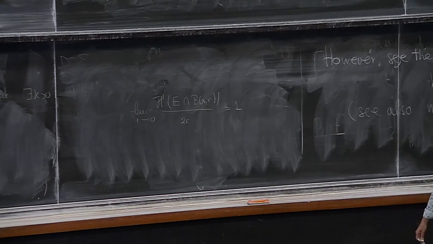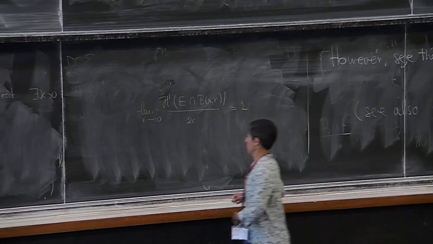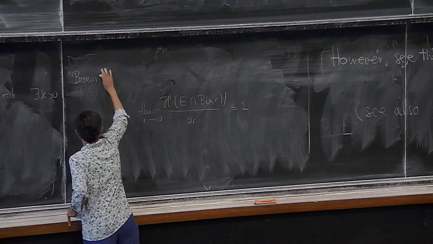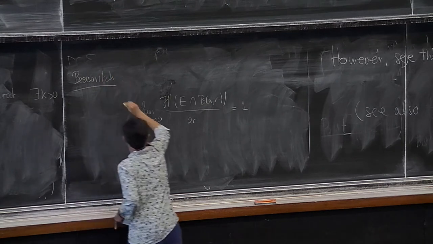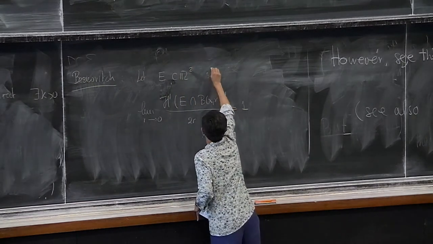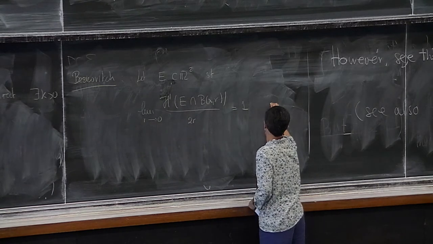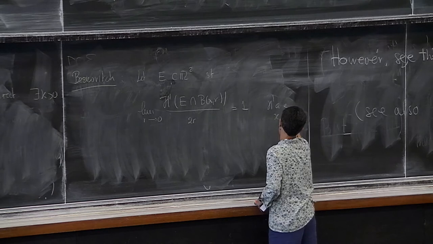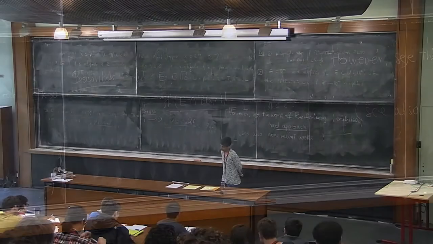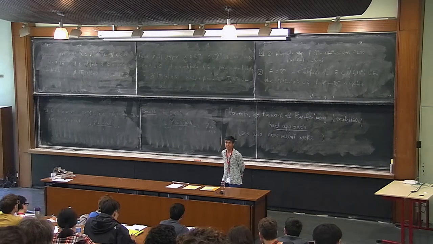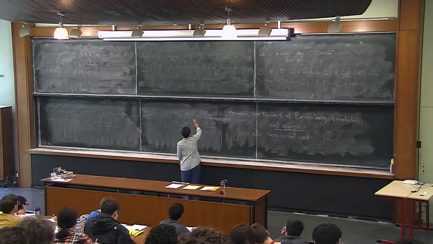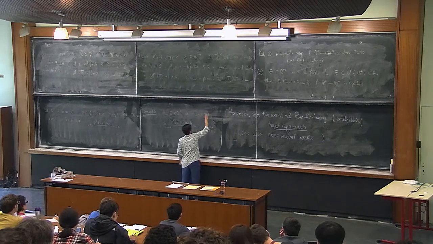So what Besicovitch asks is the following question. Same period. Let E be in R2 such that for H1 almost every x in E, the following holds. What can you say about E?